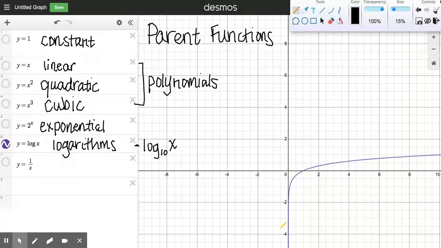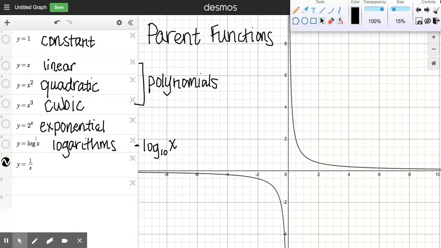A logarithmic function, because it's the inverse of the exponential, we've switched the x's and the y's, and it has an asymptote that is vertical along the y-axis. So again, as this function moves to the left, it gets infinitely closer to the y-axis.